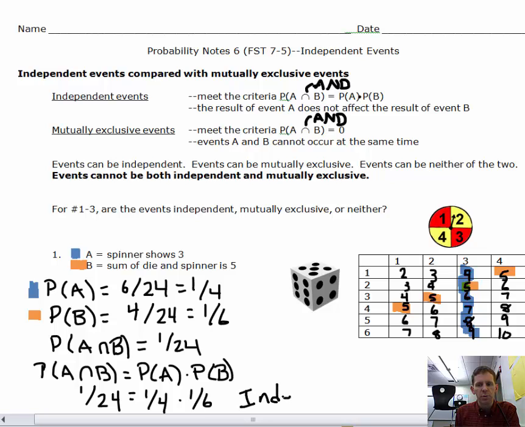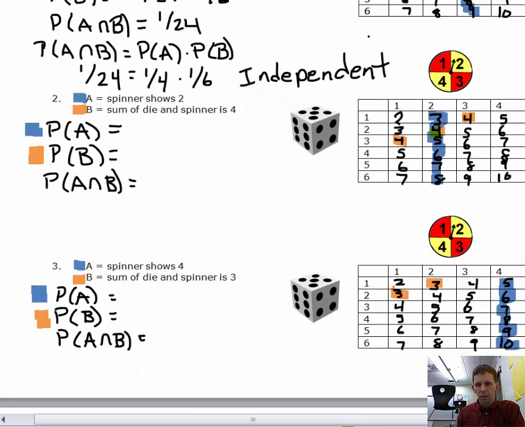In real life, what this also means is that getting a sum of die and spinner being 5 has no impact on whether or not the spinner shows a 3. If the spinner's a 3, you can get a sum of 5. If the spinner's not a 3, you're just as likely to get a sum of 5. So these events are independent. What I'd like you to do is pause the video, try problems 2 and 3, and we'll come back and take a look at your answers in just a moment.